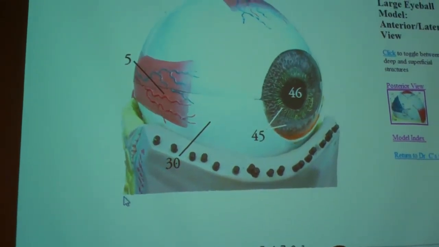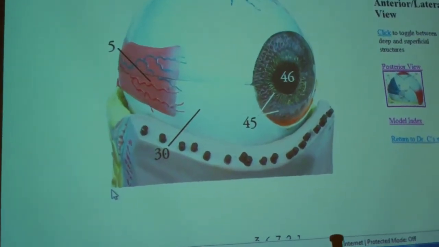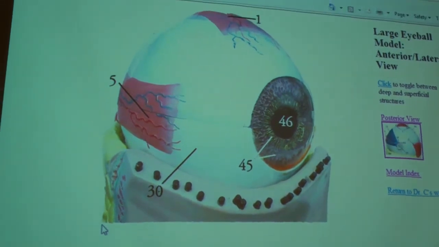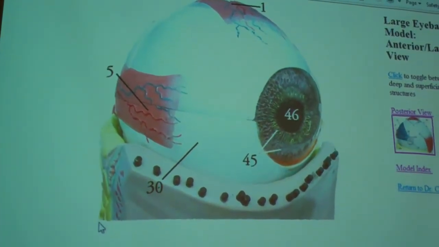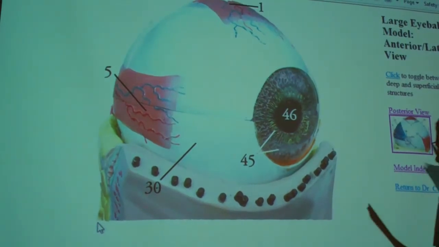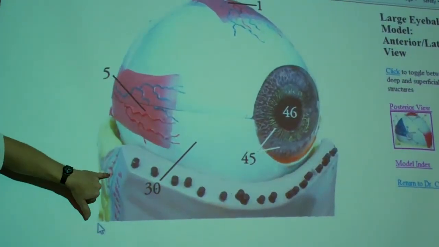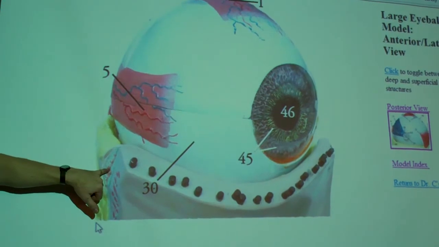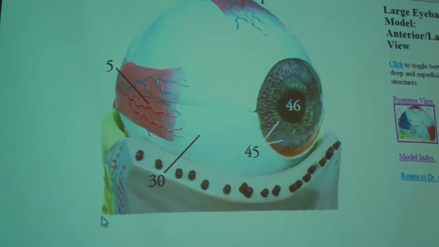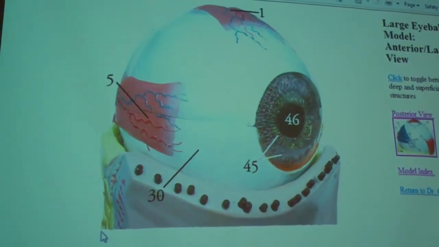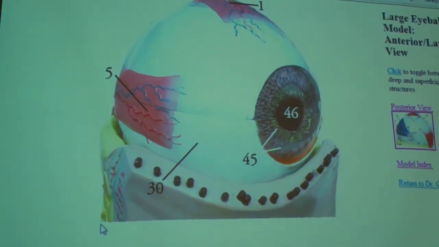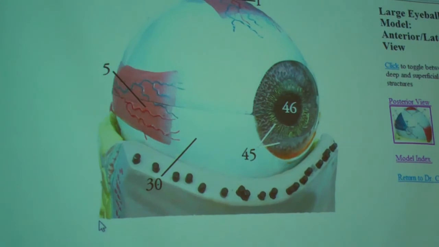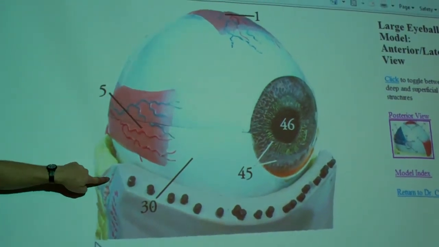Caruncle. This is my favorite model, the giant eye. Make sure you spend time with the giant eye. Okay, we're looking for a ciliary gland. That is a gland here behind your eyelashes. It is a kind of sweat gland. Why would your eyelashes need a sweat gland? Protection. Keep them cool, protect them. So your ciliary glands are sort of like sweat glands behind your eyelashes.